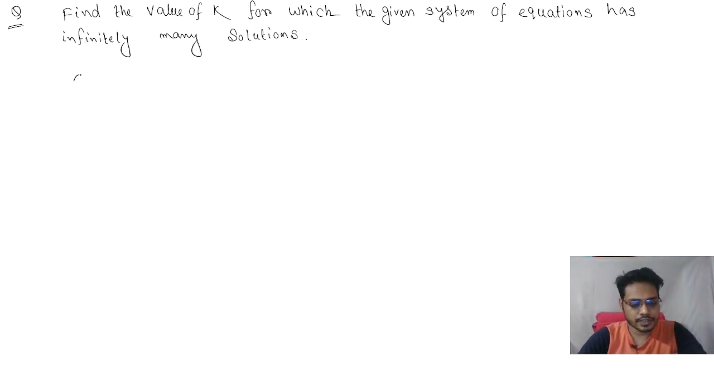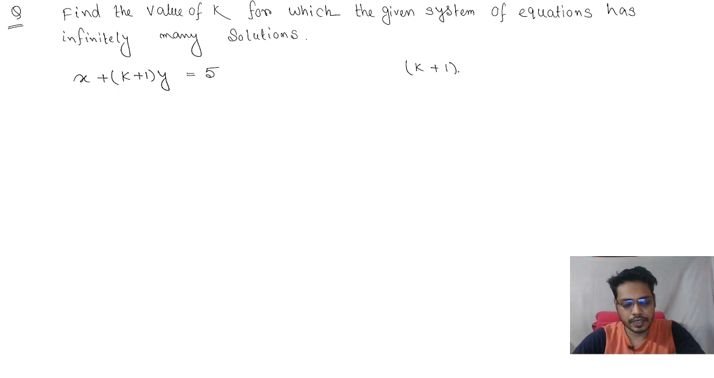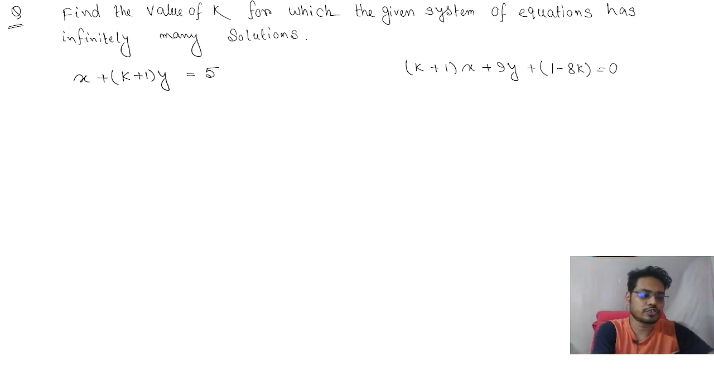So the equations are: x plus (k plus 1) into y is equal to 5, and (k plus 1) into x plus 9y plus 1 minus 8k is equal to 0. These two equations are given. Now you have to check for which value of k it has infinitely many solutions.